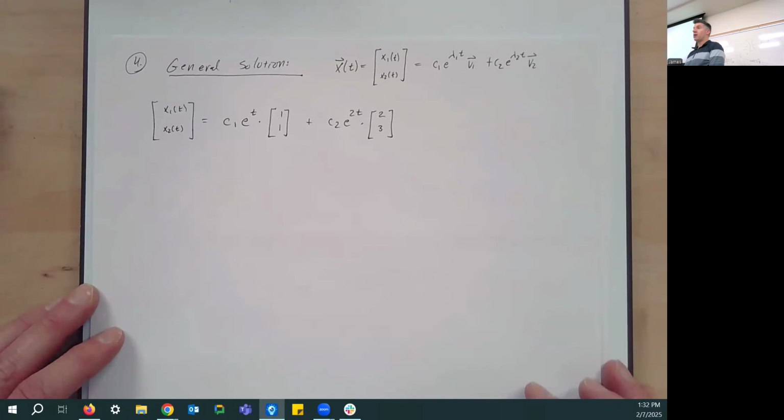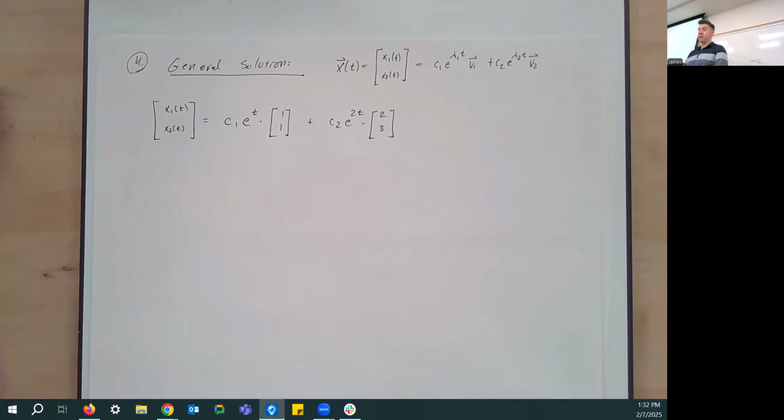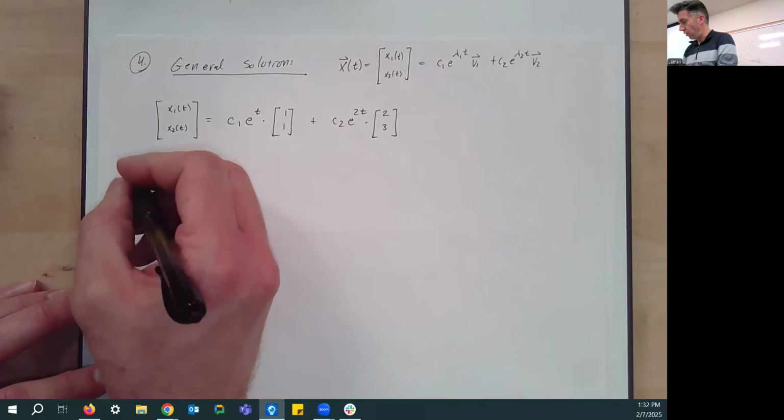So now we're going to go ahead and find the particular solution. Actually, let me look at my notes real quick here. One second. Yeah. Cool. Yeah, let's find the initial conditions. So or let's find the constants.